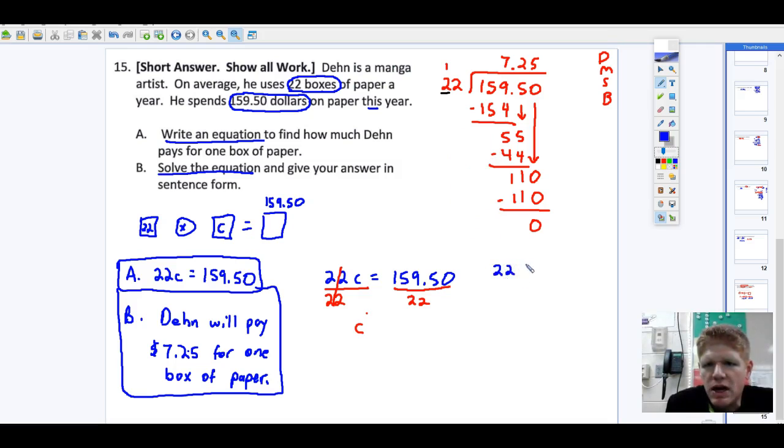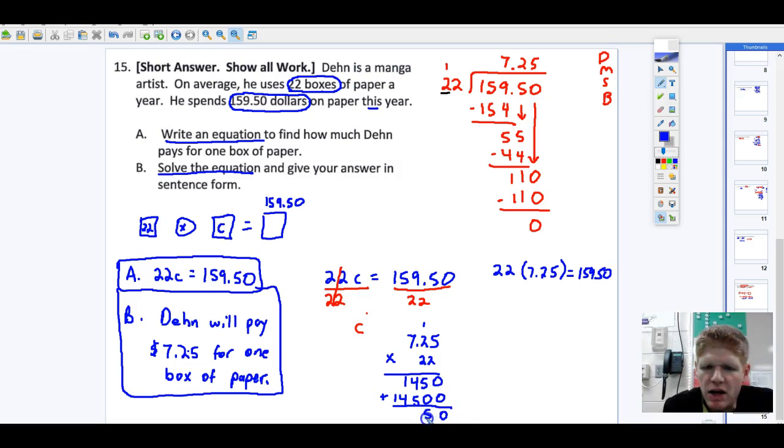22 times $7.25. Is that equal to 159.50? Well, let's do our multiplication off to the side. 7.25 times 22. 2 times 5 is 10. Carry the 1. 2 times 2 is 4, plus 1 is 5. 2 times 7 is 14. Bring down our 0 placeholder. 2 times 5 is 10, carry the 1 again. 2 times 2 is 4, plus 1 is 5. 2 times 7 is 14. Add those together: 0, 5, 9, 5, 1.